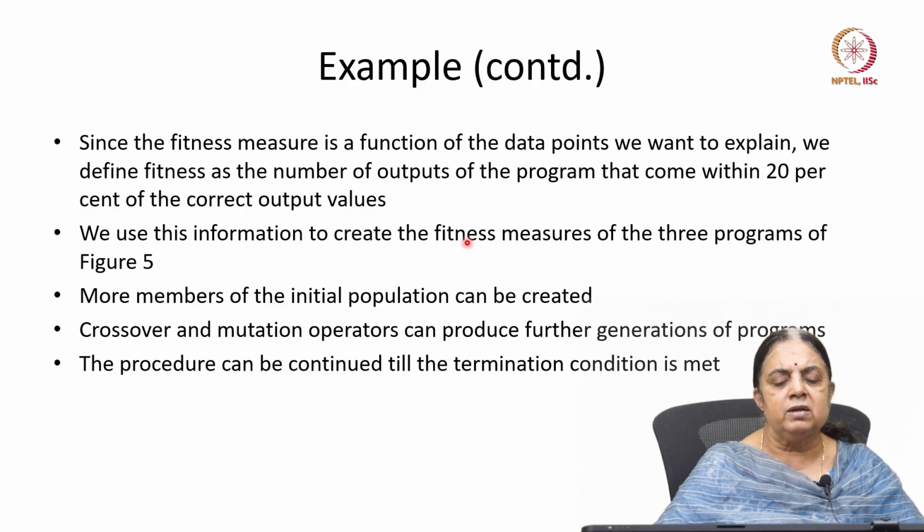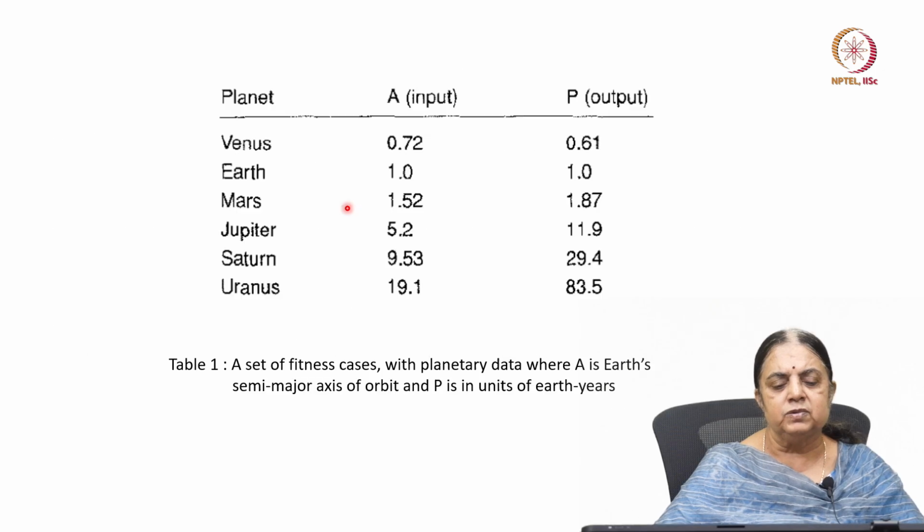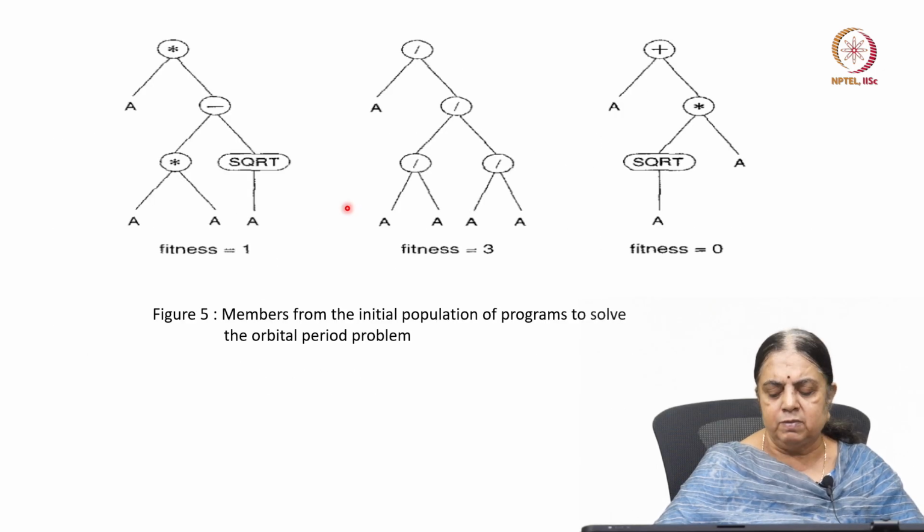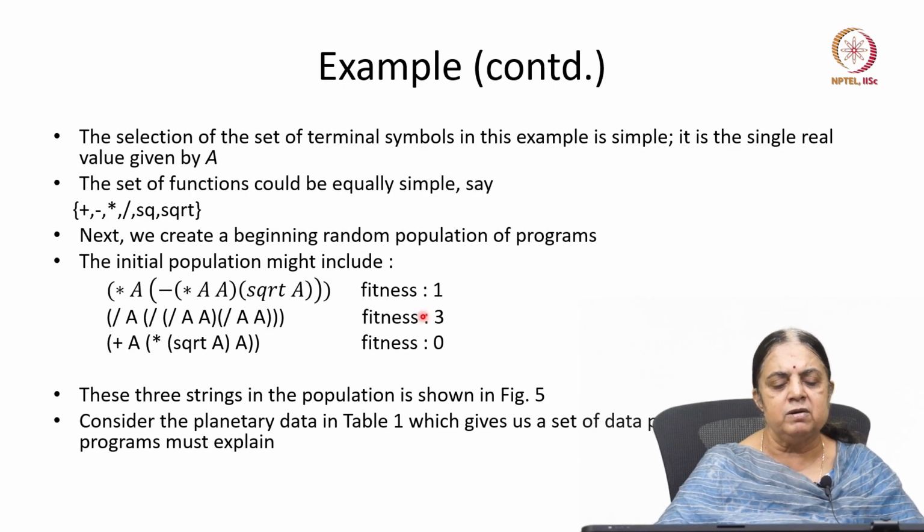So we create the fitness measure for the 3 programs that we have, right, like we have done over here. You can add more into the initial population. For each of them you can find the fitness values that you are looking for, and once you get these fitness values, you can use some method of selection, right?